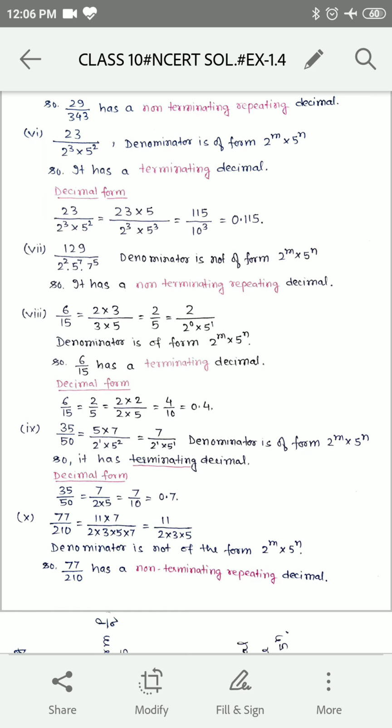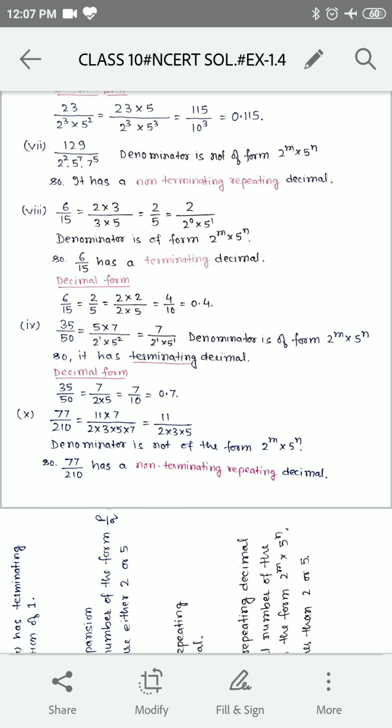Question number 9, 35 by 50. On solving 35 by 50 we get 7 upon 2 power 1 multiply 5 power 1. It is also in the form 2 power m 5 power n, so it has a terminating decimal expansion, and the decimal form, on solving 35 by 50, we get 0.7.